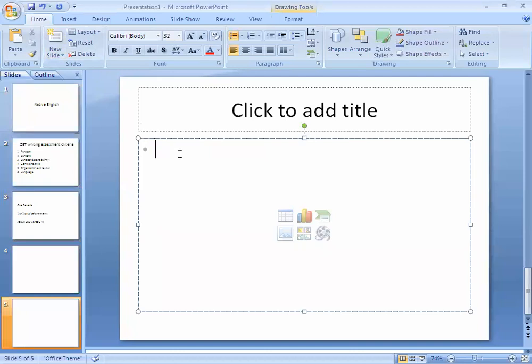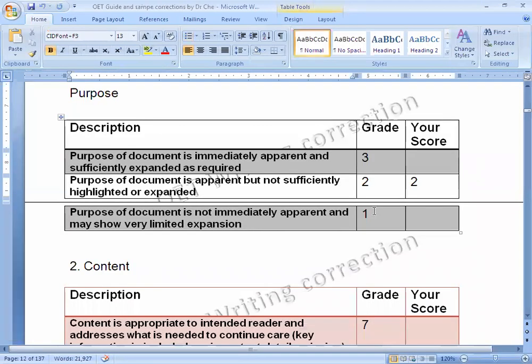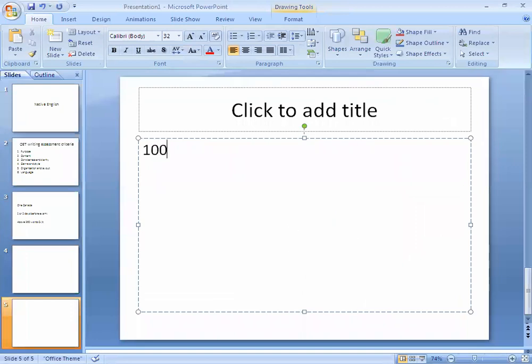Here the importance of purpose is especially for all of you, not only for doctors, for all of you. Purpose you can see has 3 marks, 1, 2, and 3. If you don't get 2 out of 3 in purpose, if for example you get 1 out of 3 in purpose, even if the rest of your letter is 100% correct, you will not get B grade in OET writing. You will not get B grade. This is the importance of purpose.